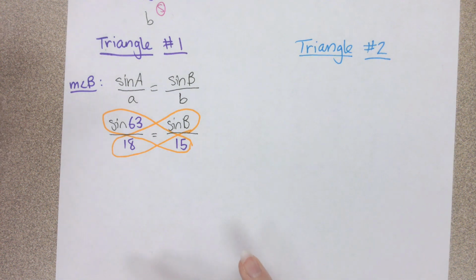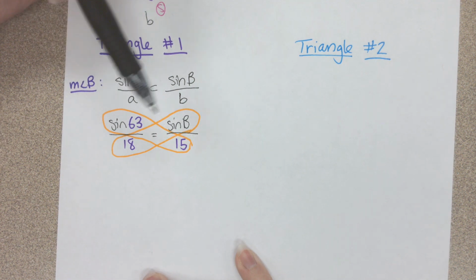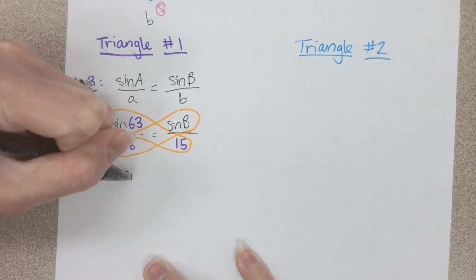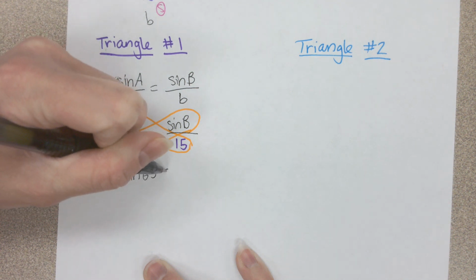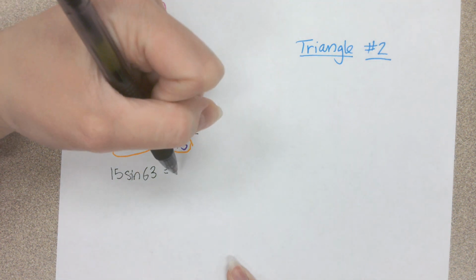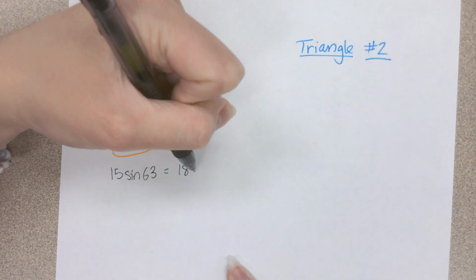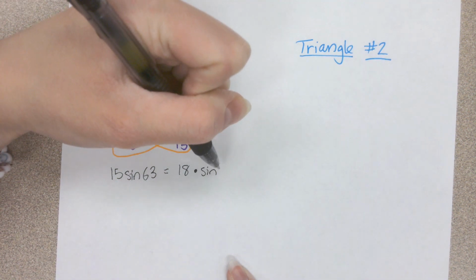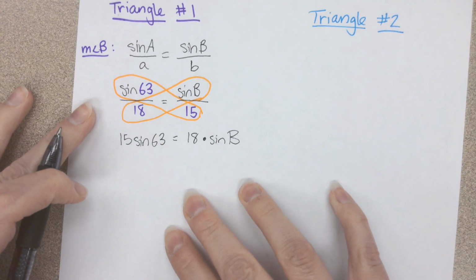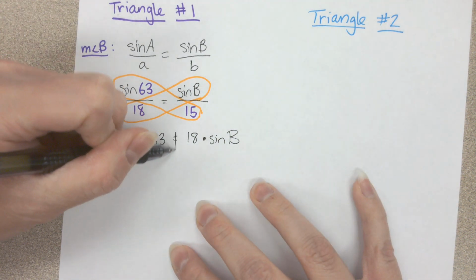So, going through the full algebra, I'm going to cross multiply, left first. We have 15 sine of 63 equals, crossing right, 18 sine of B. And if it helps, write the times there so you know what to do next, because that's what we just did. We multiplied them. And from here we solve.